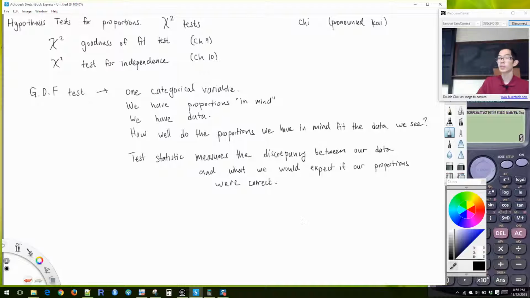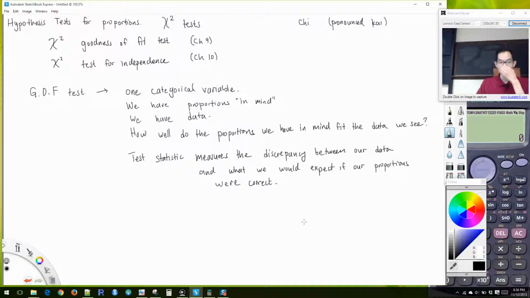Okay. And so if the discrepancy between our data and what we would expect under our proportions is very small, then we have no reason to doubt the proportions we have in mind. On the other hand, if the discrepancy between what we observe and what we expected is large, then we have reason to suspect that our proportions are wrong.